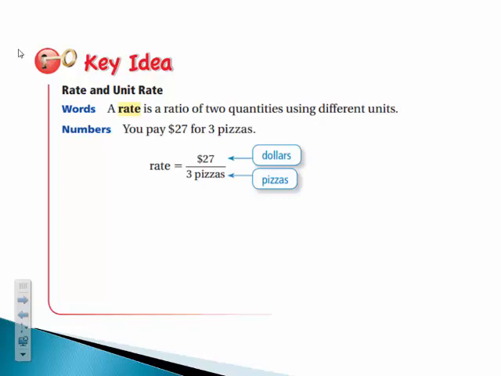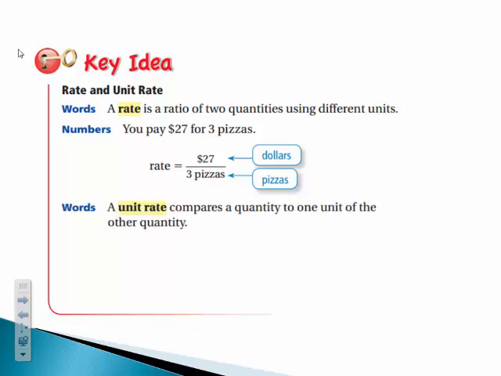For example, with money, you use rates all the time. For instance, when you order pizza, an example of a rate would be $27 for 3 pizzas. That division bar in a fraction we can actually use as the word for. So it's $27 for 3 pizzas. Another instance of a rate that you use all the time is miles per hour. The division bar can also be read as per. It all depends on what you're talking about.